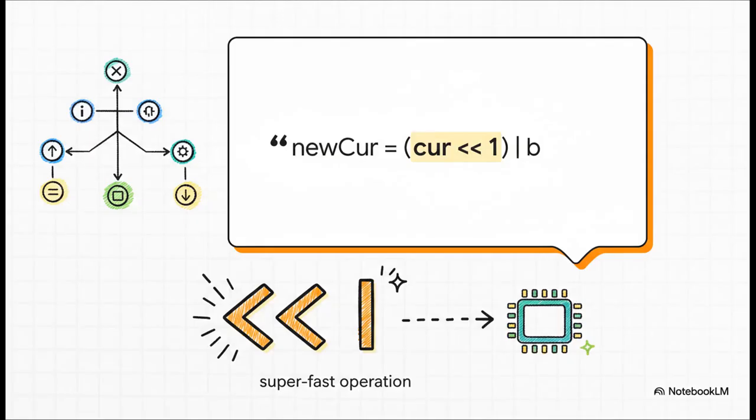And for all you programmers out there, there's an even cooler, faster way to write this. Instead of multiplying by 2, you can use a bitwise left shift operator. It's doing the same exact thing mathematically, but it's often a single, lightning-fast instruction for the computer. It's one of those neat little tricks that makes your code just fly.